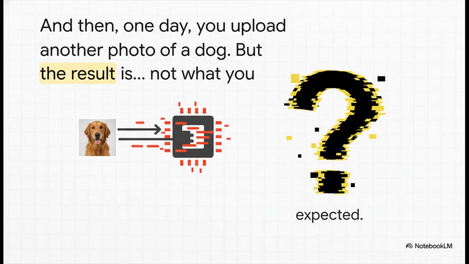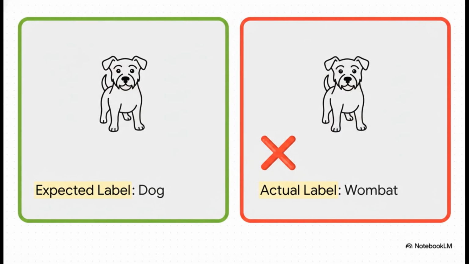And then, one day, you go to upload another photo, another pretty standard picture of a dog, but the result you get back, well, it's not what you expected. Not at all. The app, this trusty app that's correctly identified thousands of dogs, suddenly labels this one wombat. Wait, what? A wombat? It's not just a little bit wrong, it's bizarrely, confidently, from another planet wrong.